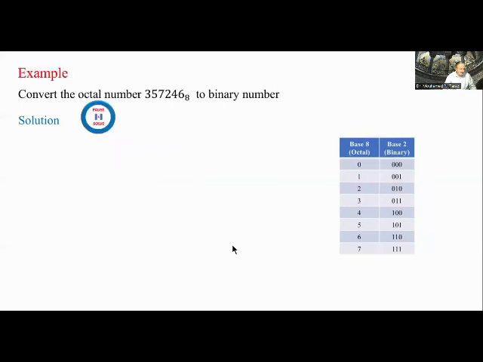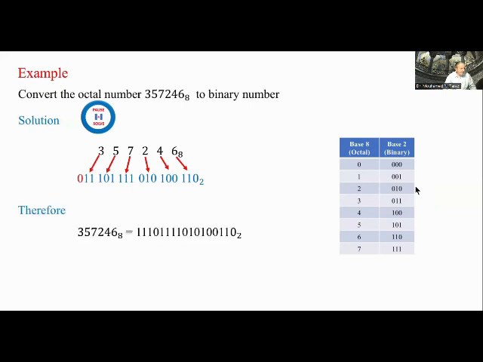Now it's your turn. Convert this octal number to a binary number. Okay, let's see if you got it right. This is your octal number. You look at these digits and see what they correspond to in base 2. Remember, you have to have 3 digits here, okay? So 6 will be 110, 4 will be 100, 2 will be 010, 7 will be 111, 5 will be 101, 3 will be 011, and that's the answer. It's very straightforward.